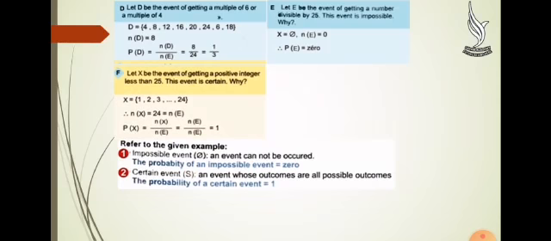Refer to the given example. Impossible events, phi: an event that can't occur. The probability of an impossible event equals 0. Certain events: an event whose outcomes are all possible outcomes. So the probability of a certain event equals 1.